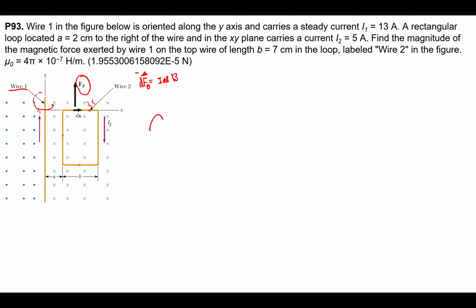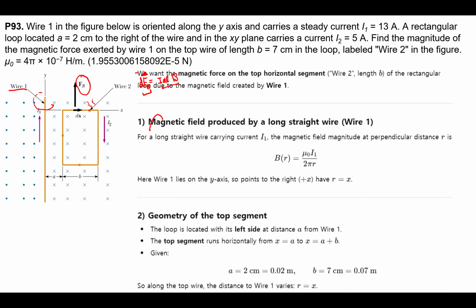But note that the current and the magnetic field are orthogonal, so we do not have to plug in any sine theta. And this is the infinitesimal force acting on the top wire. Let's try to find out one by one. So first one is the magnetic field produced by the long straight wire, wire 1, and it is given by this formula.